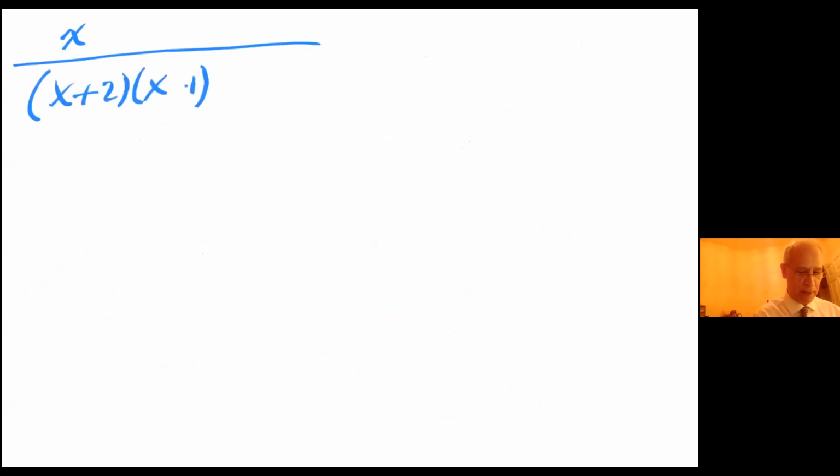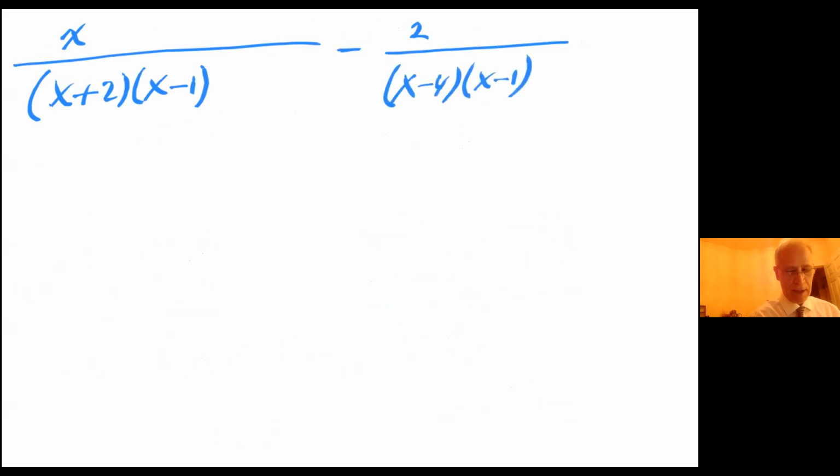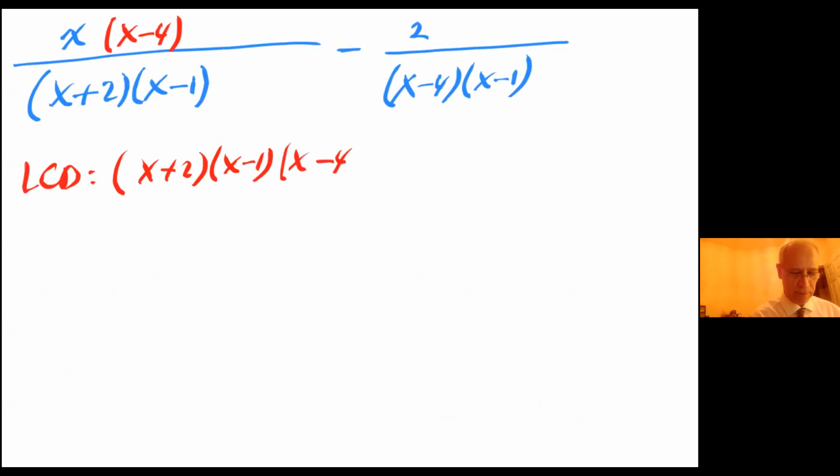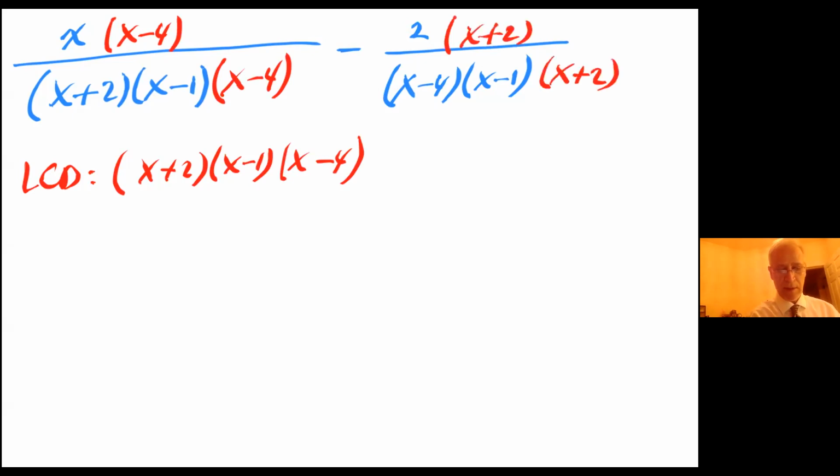So we started with x over x plus 2, x minus 1, and then I had minus 2 over x minus 4, x minus 1. I'm going to multiply top and bottom of the first one by x minus 4, because remember our LCD was x plus 2, x minus 1, x minus 4. So it's lacking a factor of x minus 4. For the second one to match, I'm going to multiply by x plus 2, x plus 2. And now that the denominators match, I can combine these two.